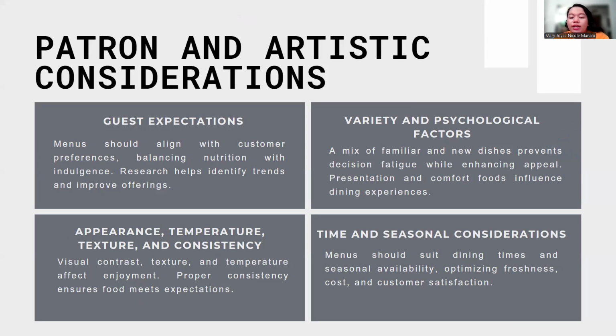So for the guest expectation, a successful menu must align with both explicit and implicit patron expectations. While customers may not always express preferences directly, surveys, interviews, and focus groups help identify dining trends. So restaurants must balance physiological needs, which drive basic food consumption, and perceived needs, which influence indulgence and impulse decisions. So a mix of nutritious options and satisfying cravings ensures broad appeal.